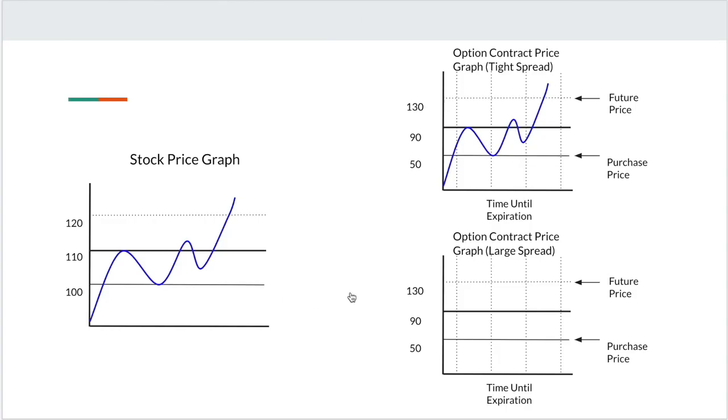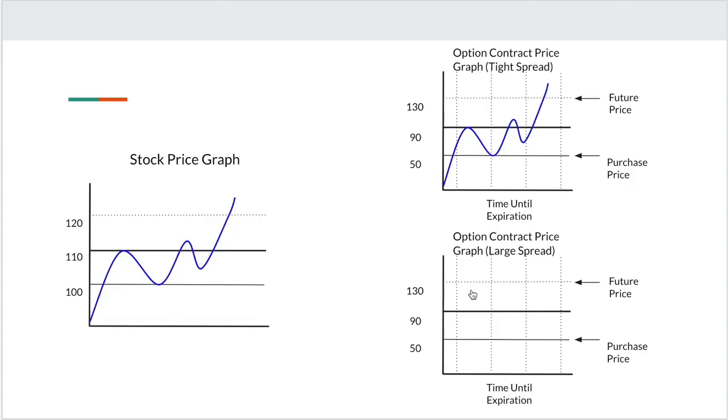But when you are talking about an options contract that has a large spread, those two sides do not have agreement. Remember, there is an agreement in how much the option costs between the bid and the ask when we have a tight spread.